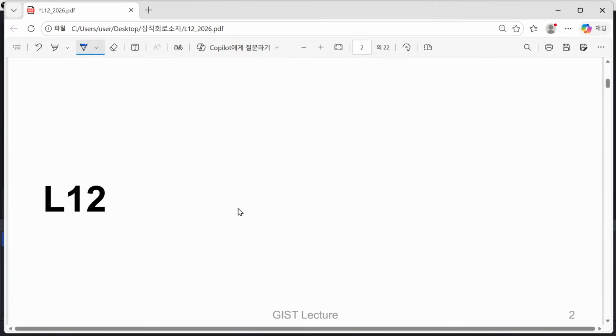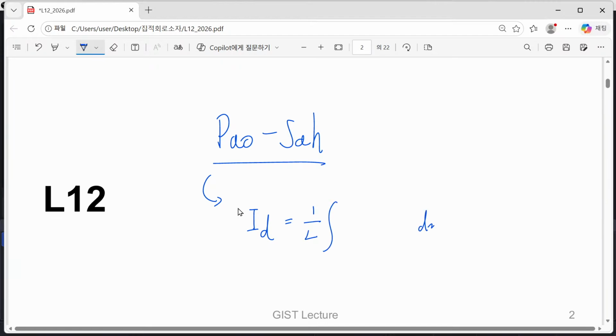Now we know the form of Pao-Sah double integral. So the Pao-Sah integral is a way to calculate the drain current, and in order to calculate the drain current, we have to perform something like this, starting from our channel directional coordinate from 0 to y, and our position-wise current density or current should be integrated. This is the basic form of our current calculation.